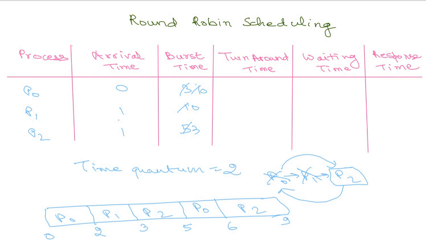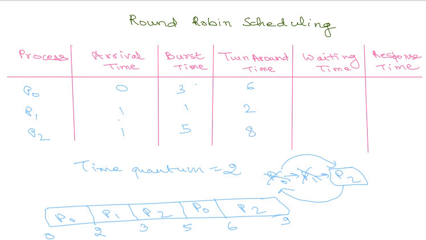Now let's look at the turnaround time, waiting time and response time for these. First of all, the turnaround time is basically the completion time minus the arrival time. The completion time for P0 is at 6, so 6 minus 0 becomes 6. For P1 it gets completed at 3 and its arrival time is 1, so 3 minus 1 is equal to 2. And for P2 it gets completed at 9 and arrived at 1, so the turnaround time is 8.